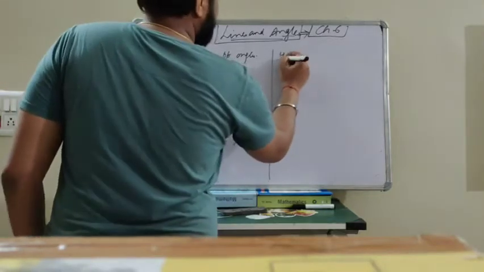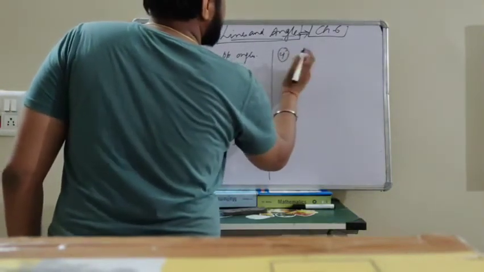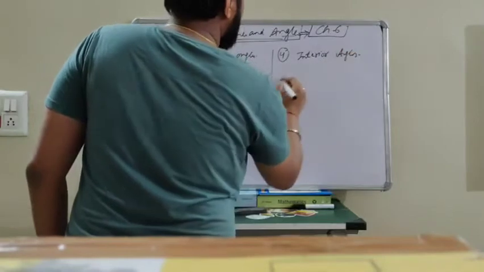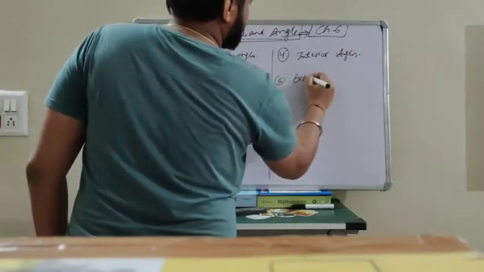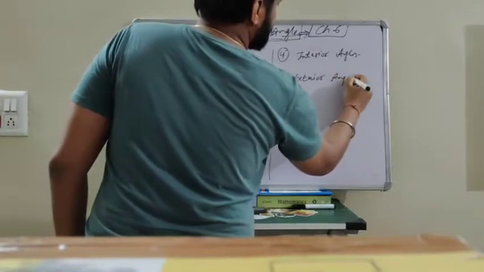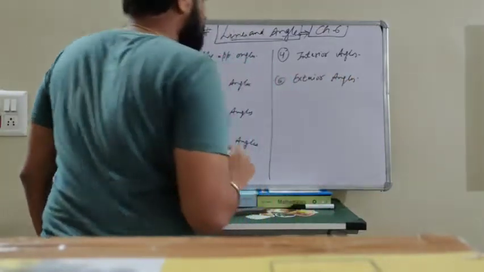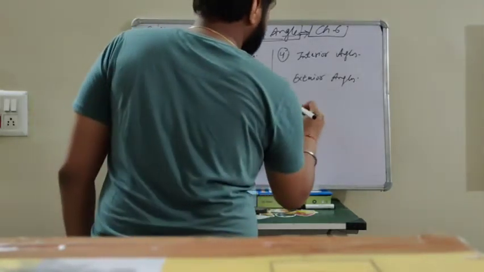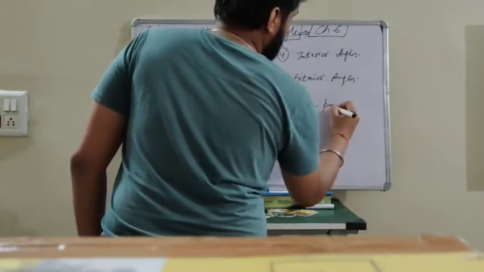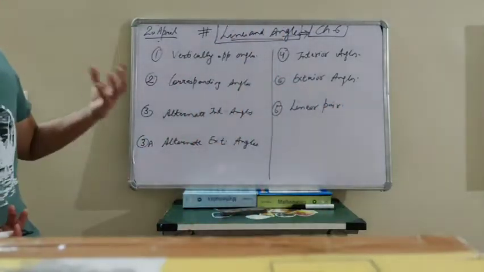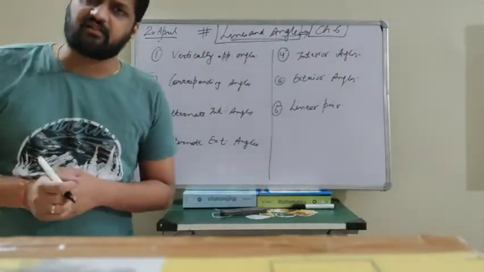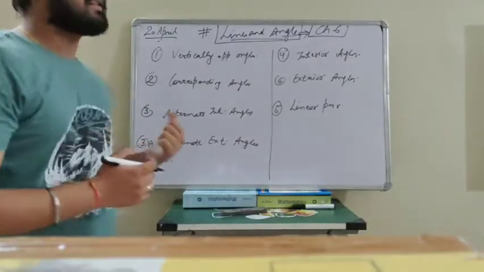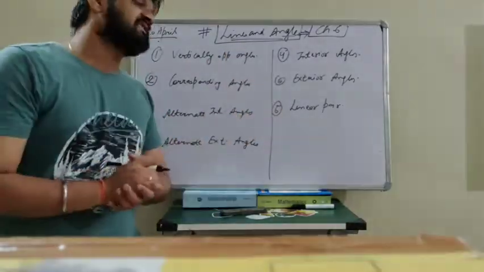Then interior angles, exterior angles, then sixth is linear pair, etc. There are various types of terms representing the different types of angles, and here we have discussed vertically opposite angles, corresponding angles, alternate interior angles, alternate exterior angles, interior angles, exterior angles, and linear pair.